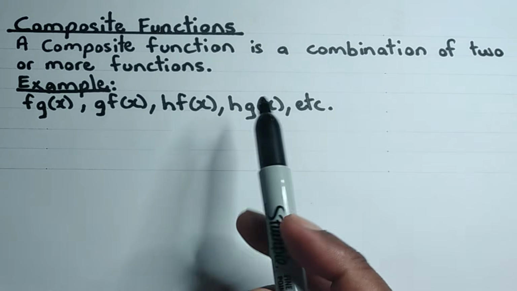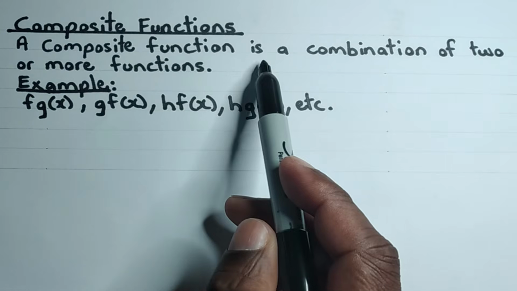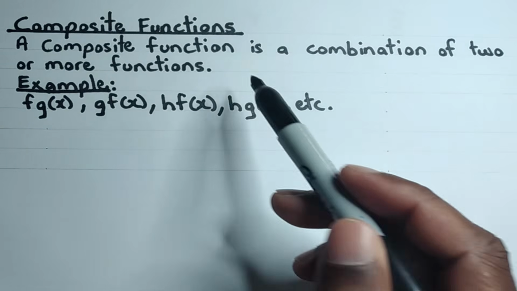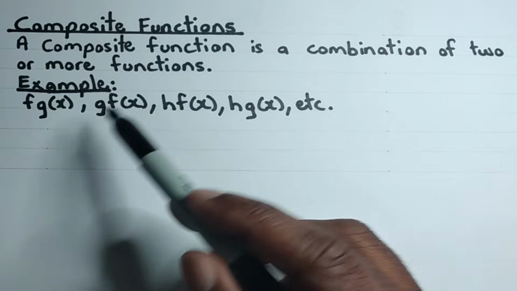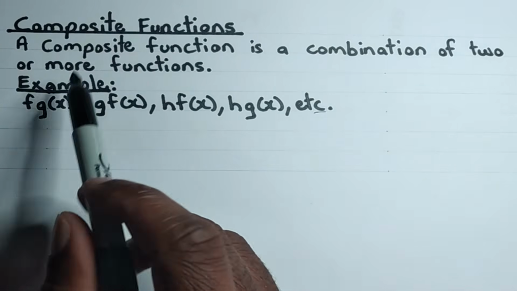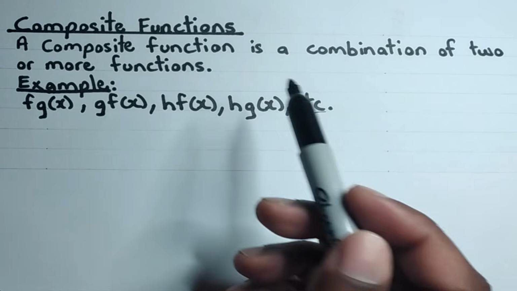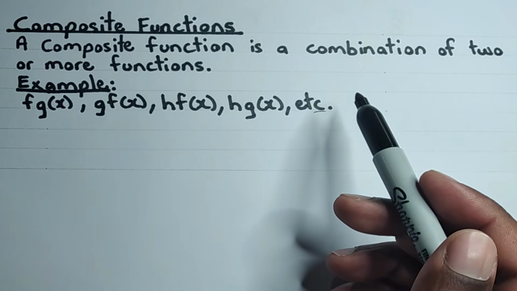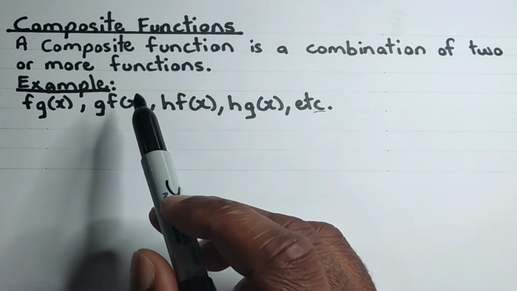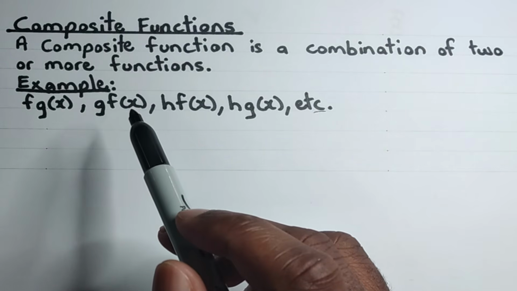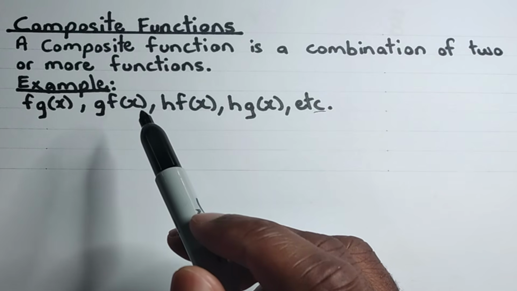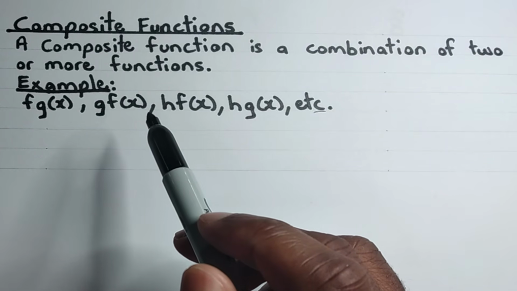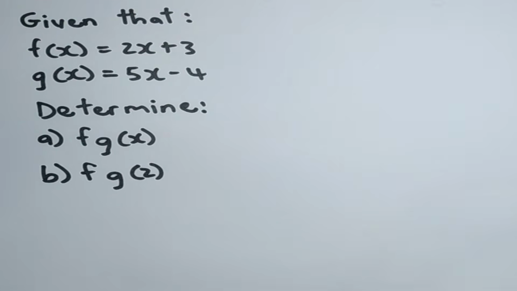Now let's look at composite functions, all right? So a composite function is a combination of 2 or more functions. So for example, this is how we normally represent a composite function. We can have f of g of x, g of f of x, h of f of x, h of g of x, etc. All right? So it's a combination of 2 or more functions, and we'll look at how we perform calculations involving these things. All right, now let's look at an example of how we treat with composite functions, as it relates to calculations.